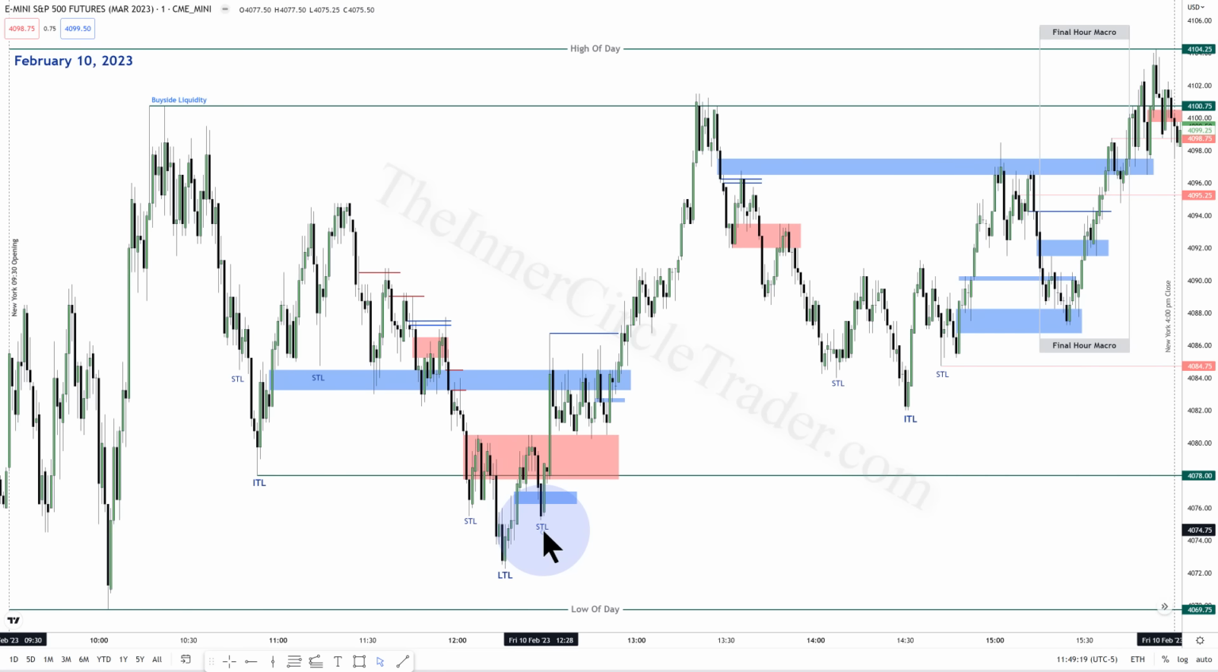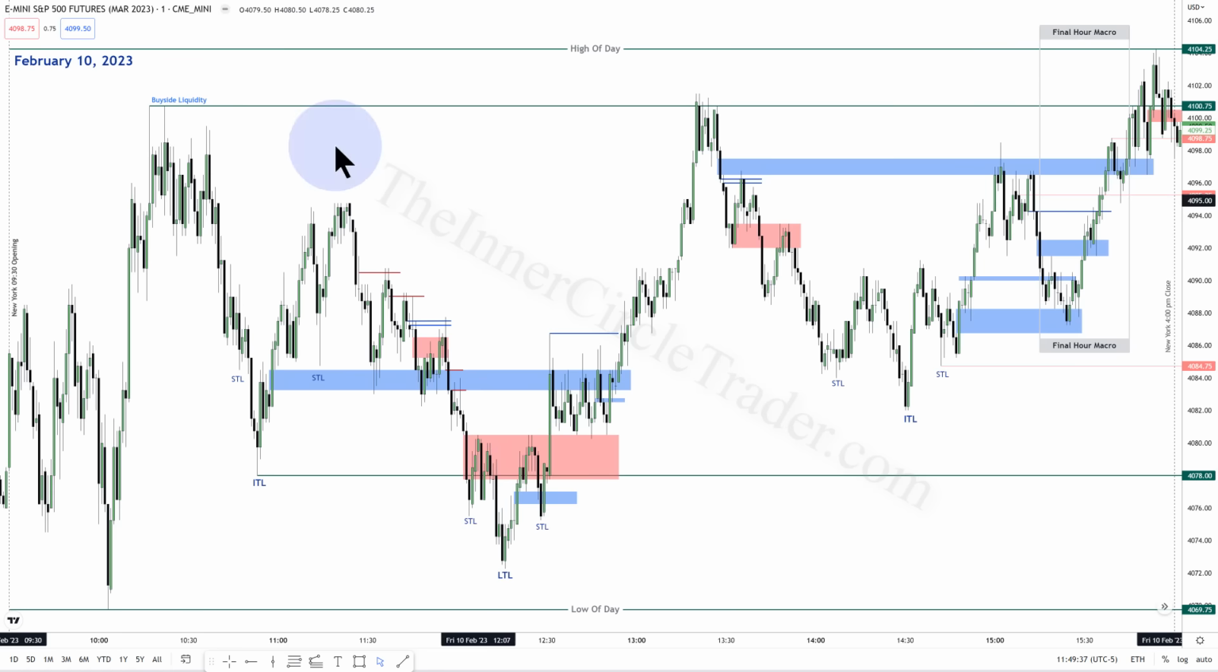STL is a short-term low. LTL is a long-term low. ITL is an intermediate term low. Intermediate term low, short-term low, short-term low. In between two intermediate term lows is a long-term low.